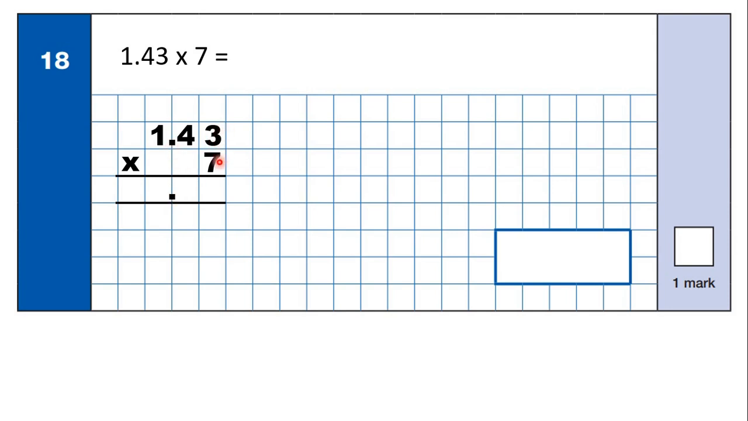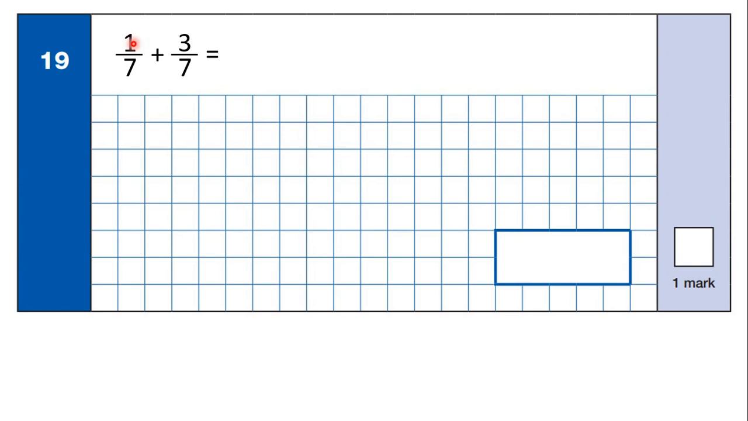Now, 3 times 7 is 21, so 2, 1. 4 times 7 is 28, plus 2 is 30, so 3, 0. And 1 times 7 is 7, plus 3 is 10. So our answer is 10.01.